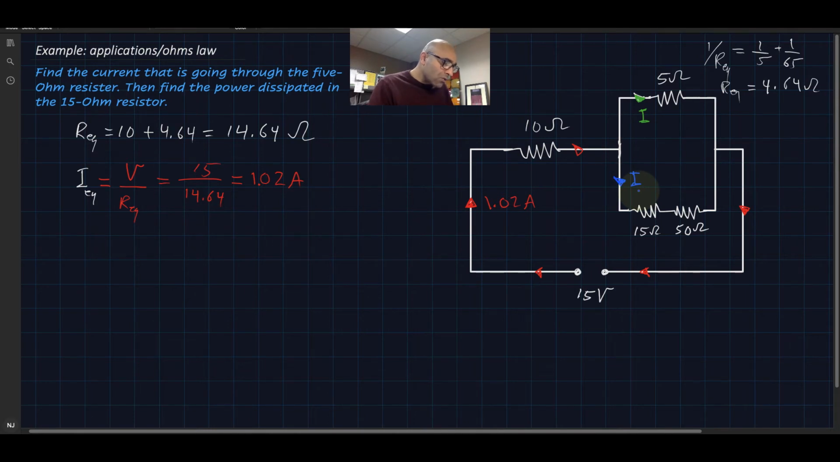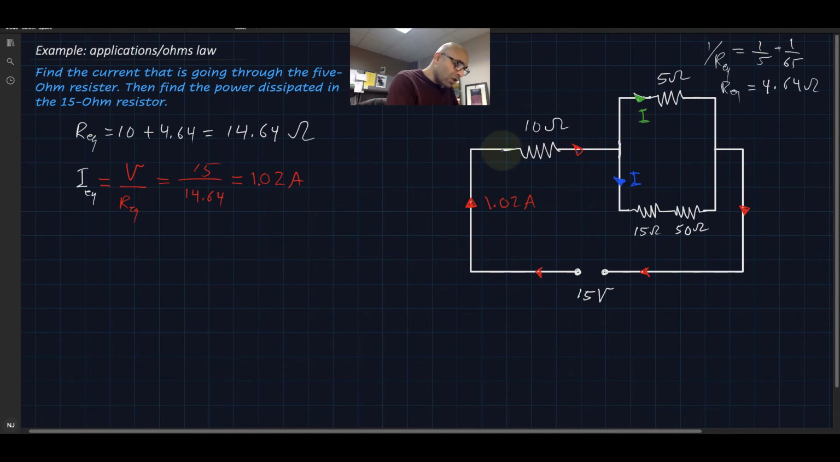Now, how do we go about finding the current that goes through this one? We cannot find it before we know the voltage drop across this resistor. And to know that, basically we have to go back here and find the voltage drop across this resistor first, then find the voltage drop across this whole circuit. Then from there, we can find the current here. Let me do this one step at a time, okay?